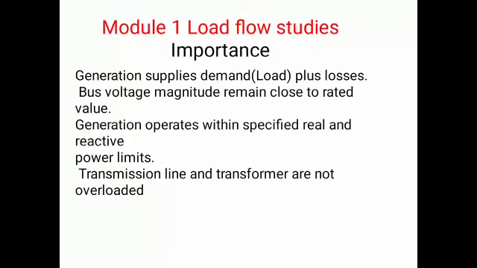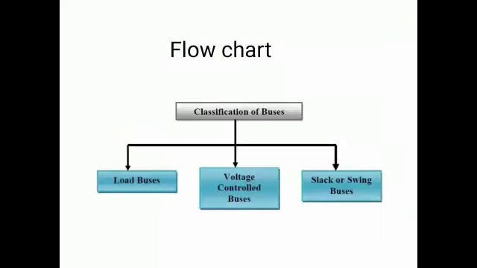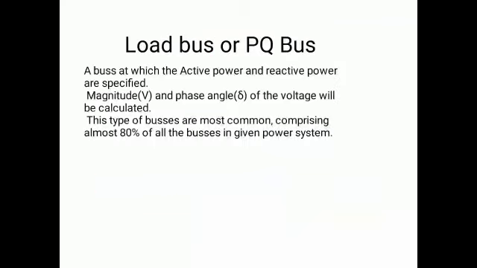Always the voltage is in per unit, 0.9 to 1 PU. The real power and reactive power must be within the generator limits. The transmission lines and transformers are not overloaded. Here are the different types of buses. First one is the load bus, second one is the voltage controlled bus, third one is the slack or swing bus. First I will explain the load bus or PQ bus.